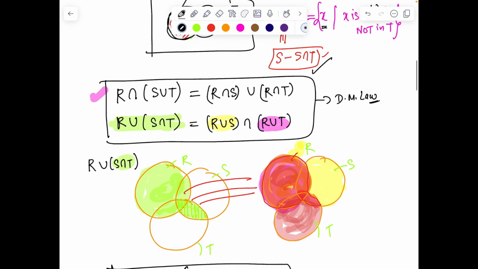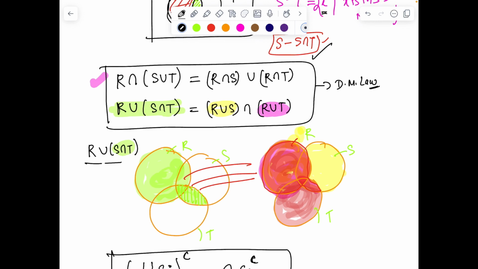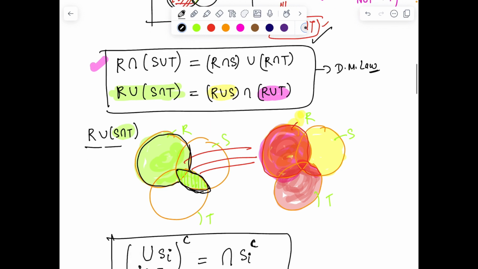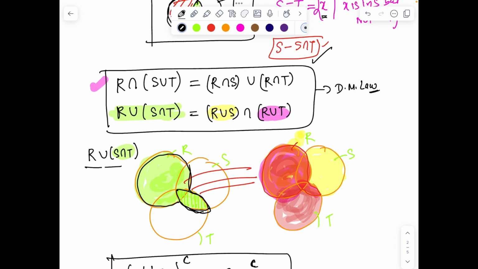Now you can see this visually also. Suppose I talk about R union (S intersection T). So S intersection T will be this region, right, this region. And if I unite this with R, we'll get this region. So this colored region is basically R union (S intersection T). Now you can take R intersection S, which I have used with different colors. R intersection S is going to be this one, right?